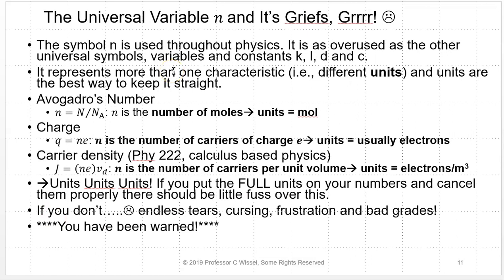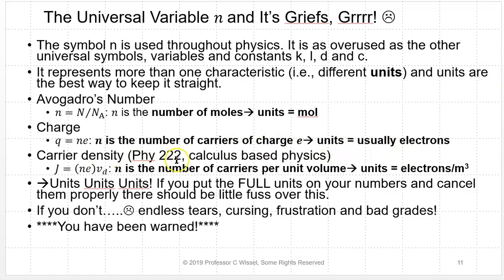Now, here's another situation, the universal variable and its griefs. The symbol little n is used throughout physics. It's as overused as the other universal symbols such as K, L, D, and C. It represents more than one characteristic, that is, it has different units. And the units are the best way to keep it straight. For instance, for Avogadro's number, little n is big N over Na. That is, little n is then the number of moles. The units of that would be the mole. Charge, Q equals N times e. N here is the number of carriers of a charge e. The units on that is usually electrons.